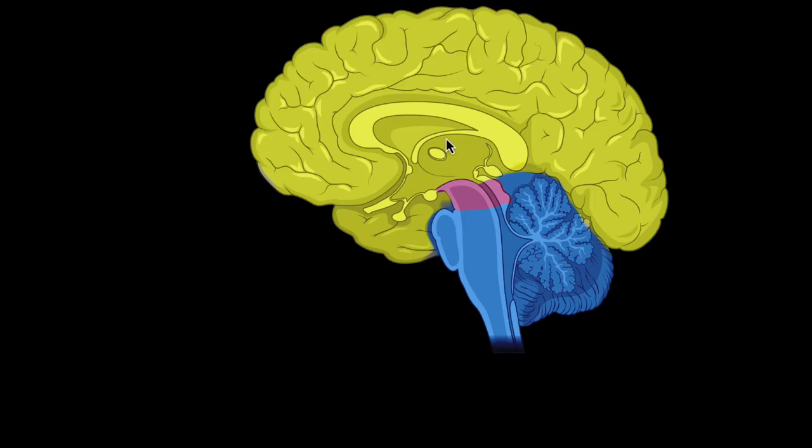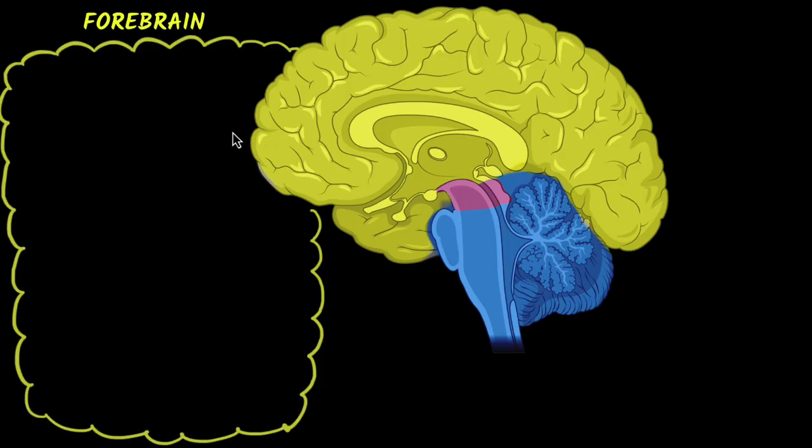Let's explore the major parts of the brain and their functions. Based on the color, you can see the brain can be divided into three parts. We have the forebrain. The big yellow section is the forebrain over here. Then you have the midbrain. This pink section over here is the midbrain.